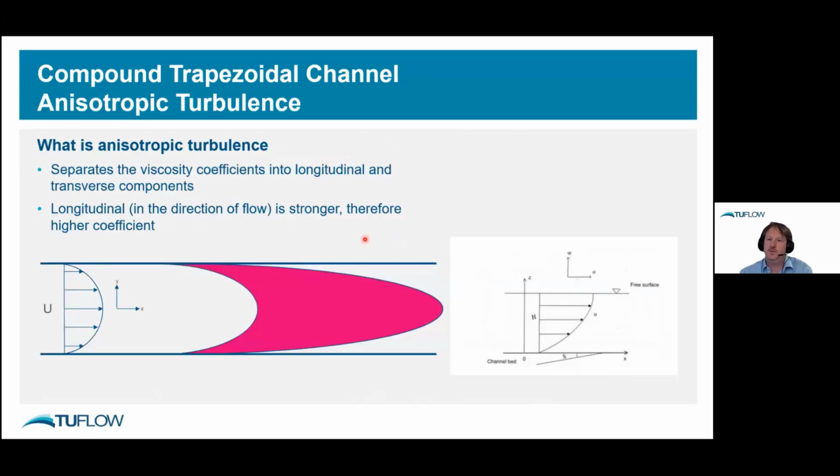Moving on, you may have seen in an earlier slide, I referred to the case with turbulence turned on as isotropic turbulence, to differentiate that from anisotropic turbulence. In anisotropic turbulence, we're separating the viscosity coefficients into longitudinal and transverse components, so we're putting a higher coefficient in the direction of flow. The longitudinal coefficients are typically higher than the transverse coefficients. In this case here, we've got a hypothetical tracer with a uniform flow down a channel, and what you see is there's more smearing in the direction of flow compared to across the direction of flow.